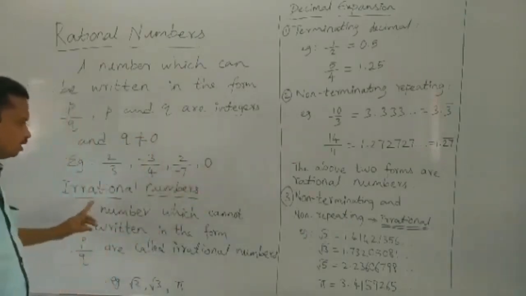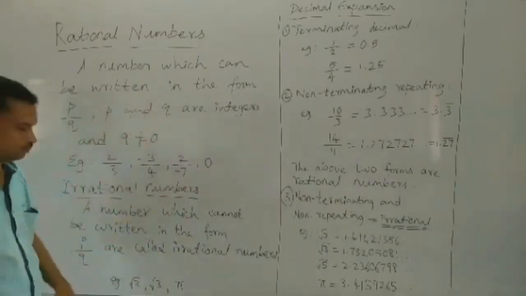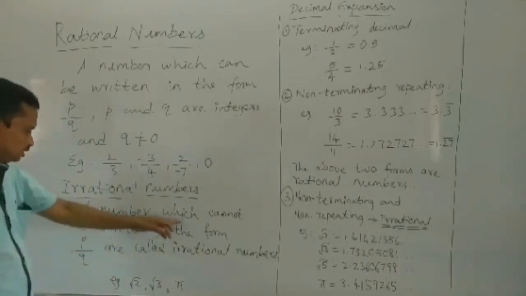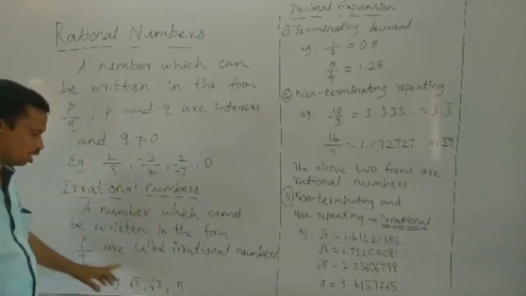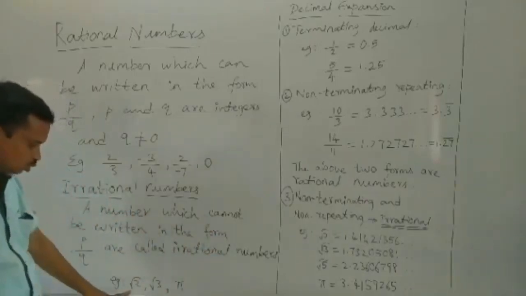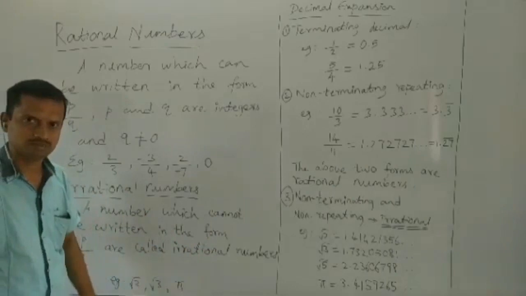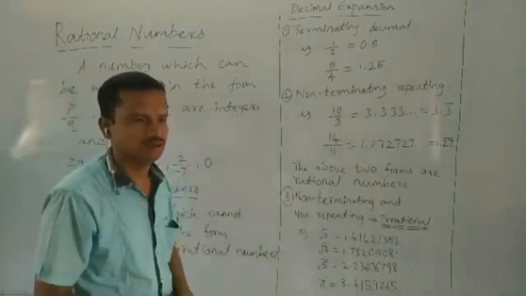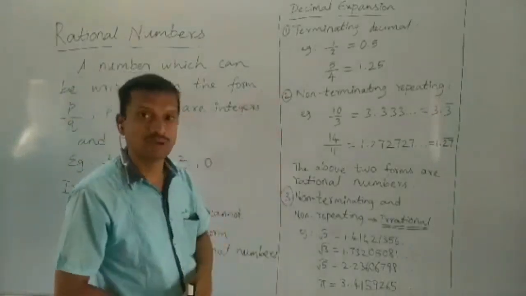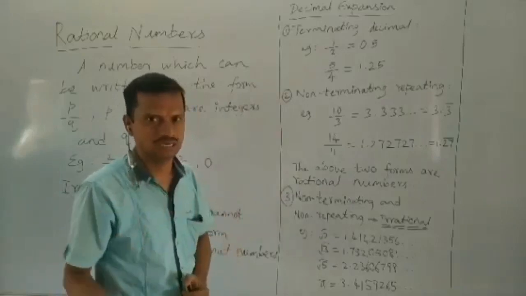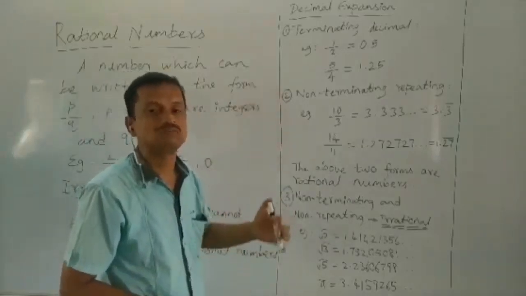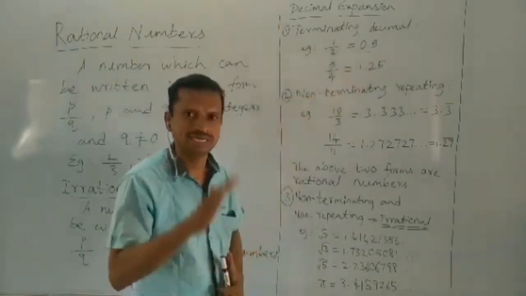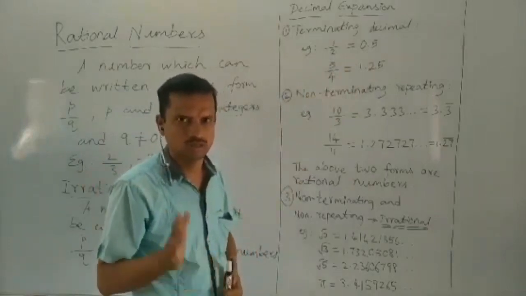Irrational numbers are opposite to rational. Those which are not rational are irrational. So a number which cannot be written in the form P by Q is called an irrational number. Examples: root 2, root 3, pi. Now we can clearly understand what is rational and what is irrational by decimal expansion. When you divide 1 by 2, you get 0.5, it terminates. No more digits come.